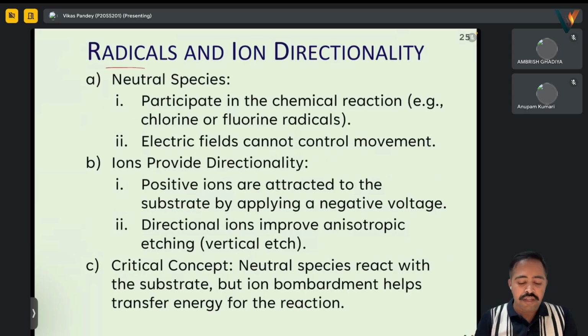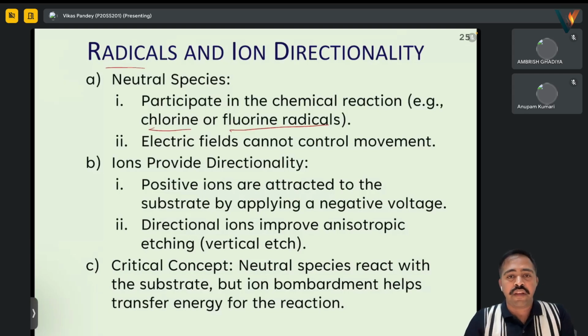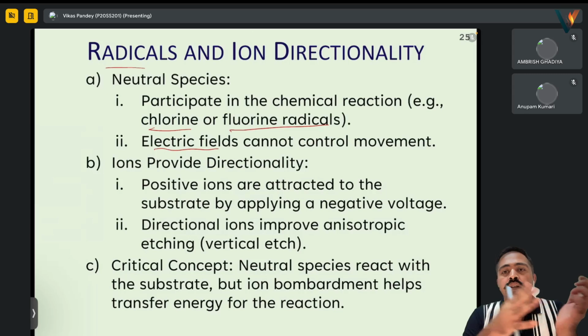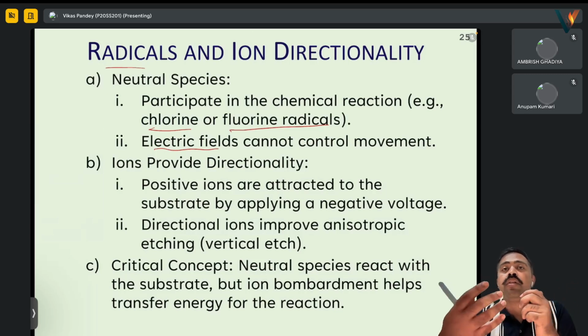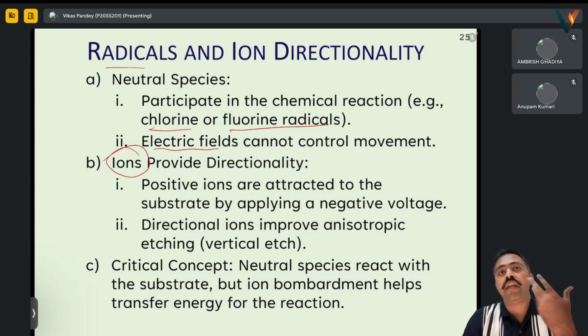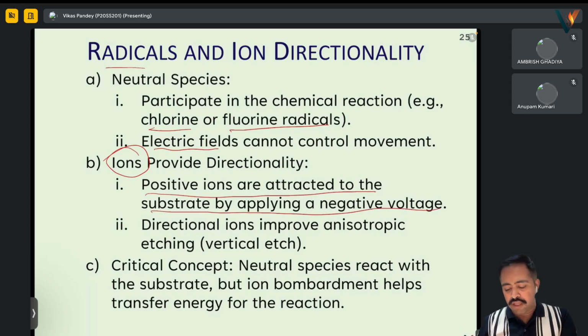Then radicals and ion directionality. The neutral species also participate in the chemical reaction, like chlorine or fluorine radicals. Their movement is not controlled by the electric field. The charge we are applying will not determine the directionality of these radicals, since they are neutral and will not be influenced. So how do we determine the directionality? That is through the ions. Since ions are charged in nature, they can be provided a direction. That is, the positive ions are attracted to the substrate by applying a negative voltage. So we have created a plasma of, say, positive ions.